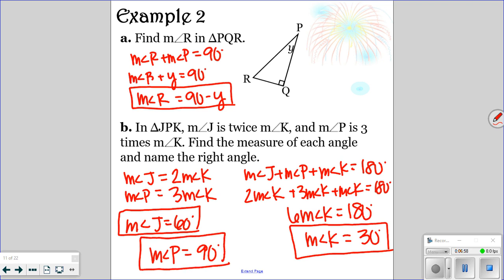And it says, and name the right angle. Well, our right angle equals 90. So angle P is the right angle. Okay, so that's how you can work through that one.